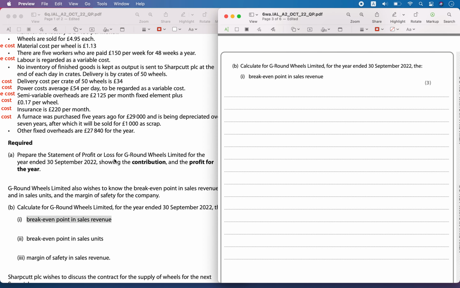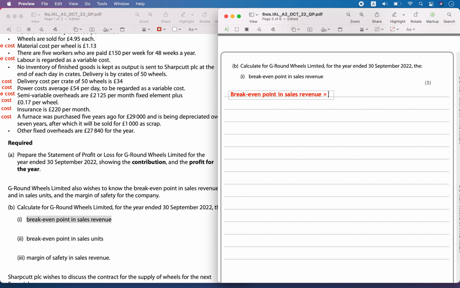So in the earlier part we had prepared the statement of profit and loss for G Round Wheels Limited for the year ended 30th September. Now they are asking us to calculate the break-even point in terms of sales revenue. So what is the formula for this?